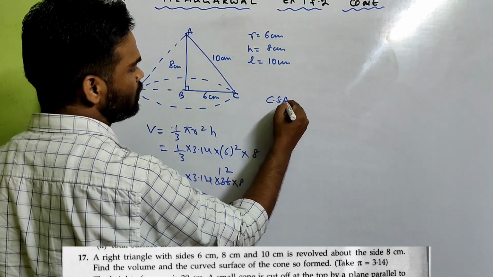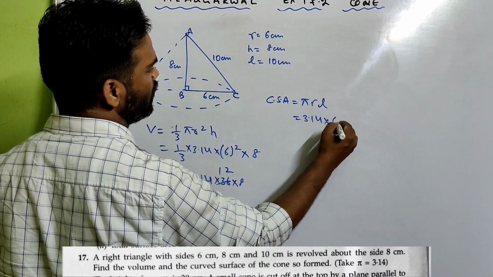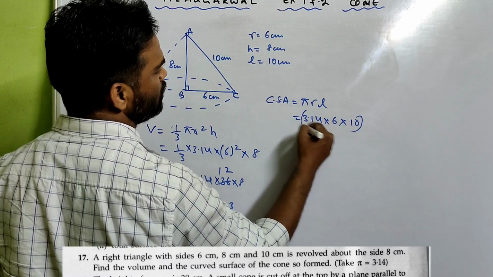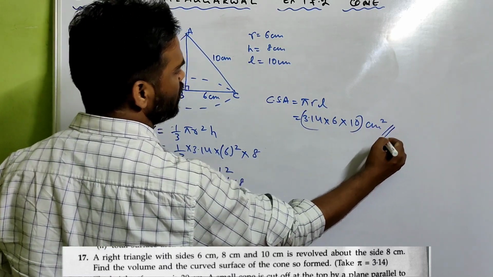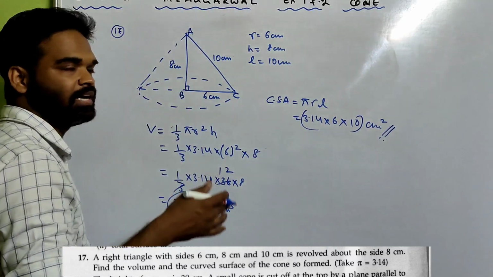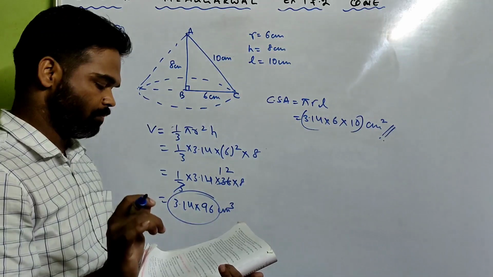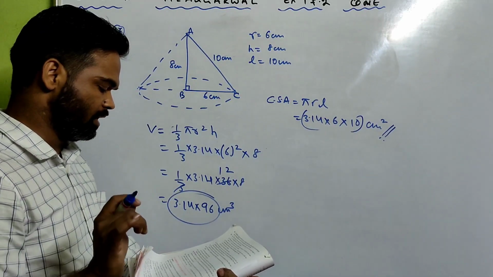CSA. CSA we know is pi r L. So 3.14 into r is 6 into L is 10. Just solve this, you'll get the answer. Very easy. Just remember the height becomes 8 centimeter about which it is revolved. Chalo, we'll do the next one, number 18 now.